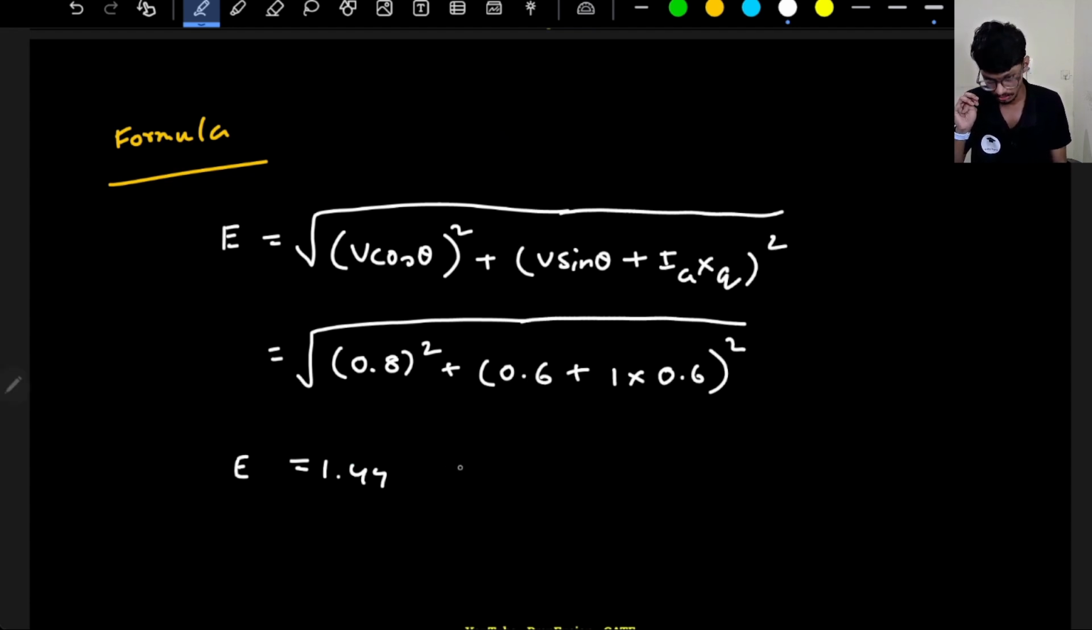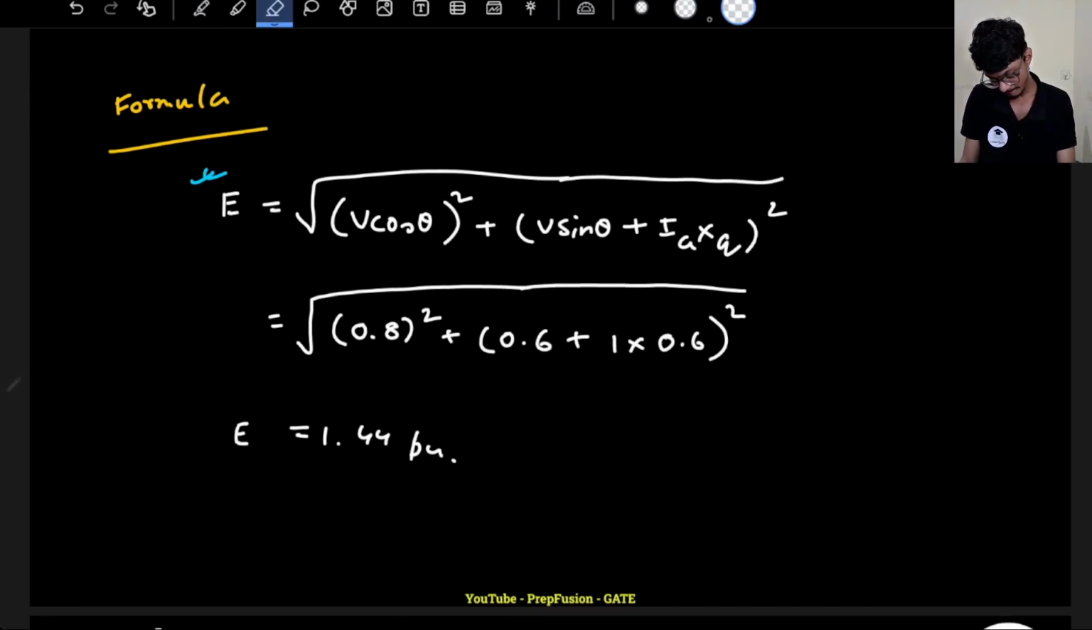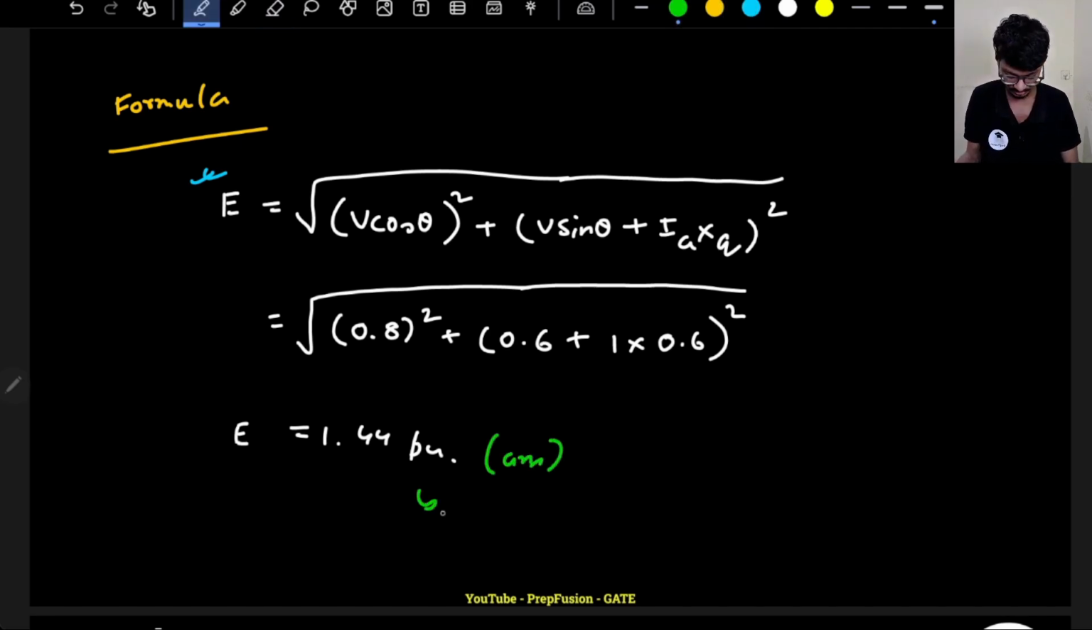So 1.442 per unit. Okay, so this will be the answer of this question. Now there is a bit of controversy I can hear, because the answer key has given 1.6. I don't know, according to me 1.44 should be the answer. You can let me know your counterpoints. According to me this should be the answer, right?